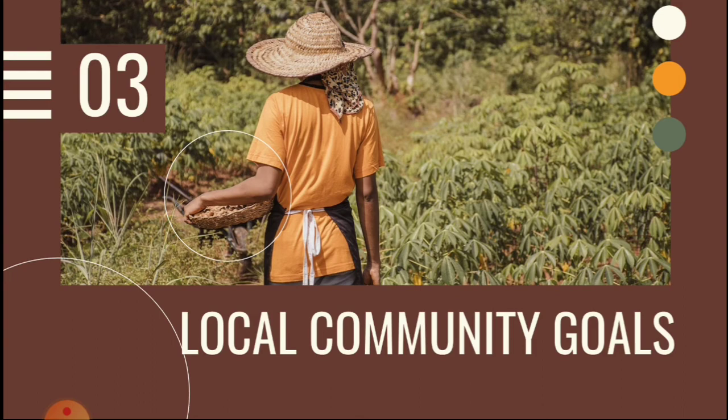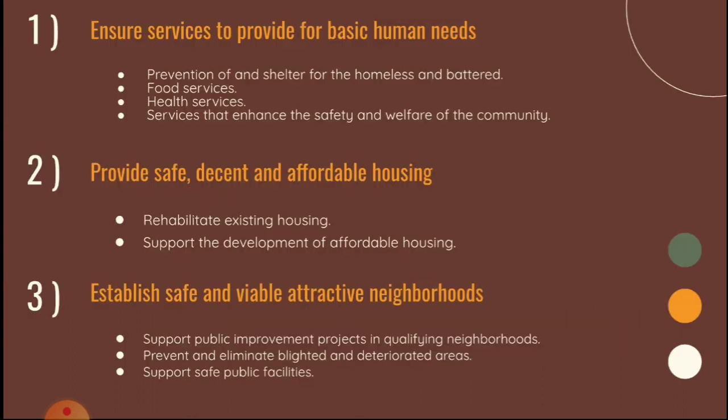Next, the local community goals. They ensure services that provide for basic human needs, such as prevention of poverty and shelter for the homeless and boarders. Next, food services and health services that ensure the safety and welfare of the community. Next, they provide safe, decent, and affordable housing.